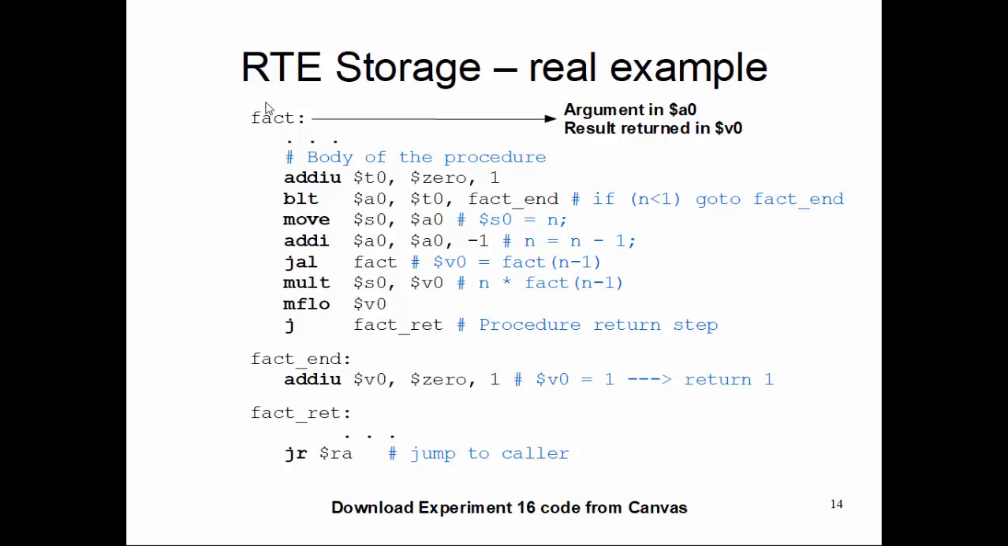Then you do the body of the procedure. What it basically does is initialize the T0 register to 1.